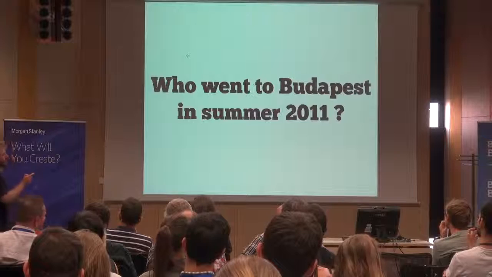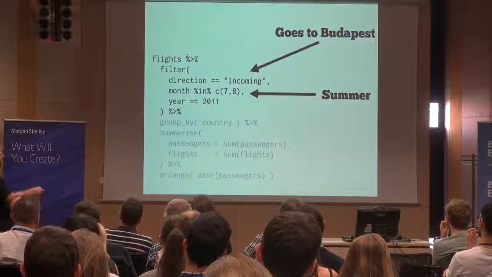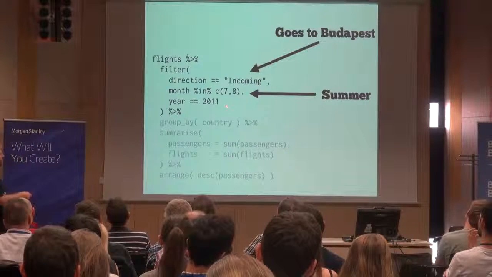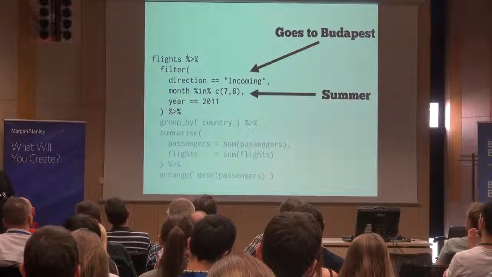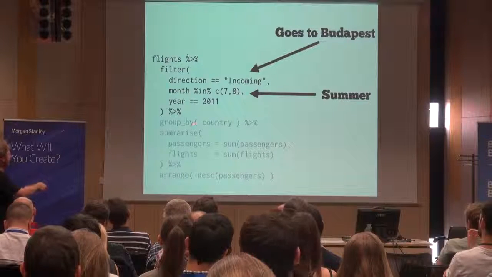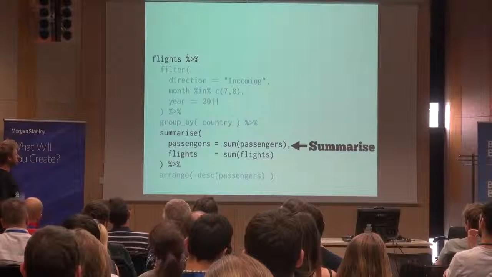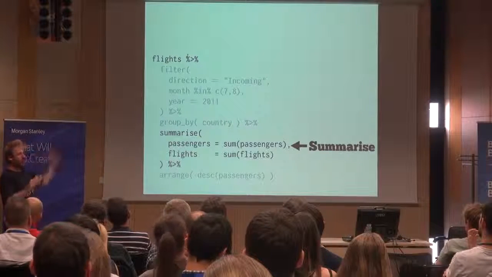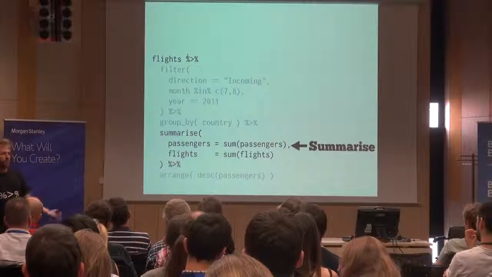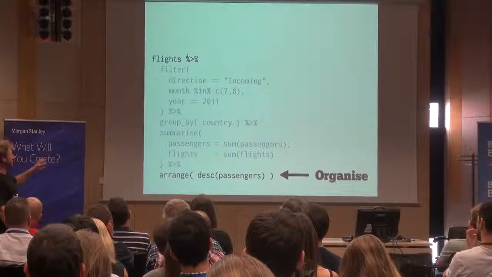5 minutes, all right? Let's move quickly. We're interested in who goes to Budapest, so the direction has to be incoming. And for the summer, I've used a proxy: I'm only considering summer to be July and August, and the year. So this is who goes to Budapest in the summer. Then we want to summarize the information grouped by country, so that we know where people come from in terms of their country. Then I'm just sorting the data.